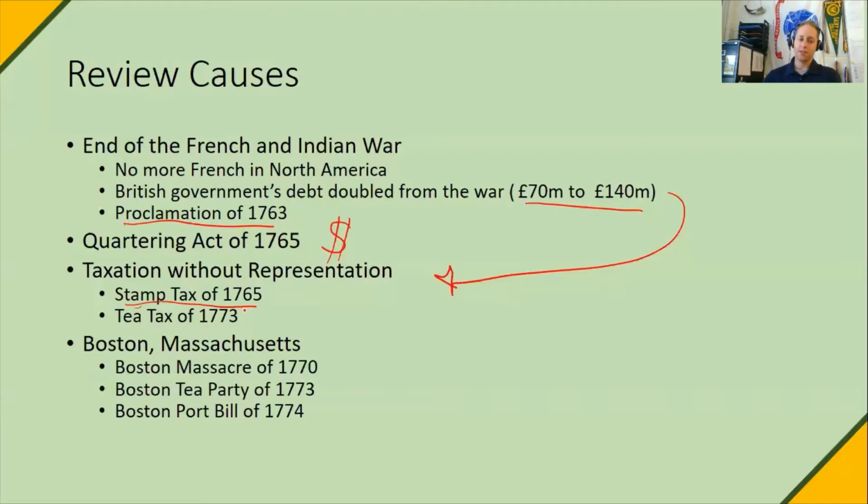The other tax that we should be familiar with is the tea tax. This is the one that's going to get a lot of Americans in trouble. Tea tax: the American colonists, as loyal British subjects, really love their tea, and so they took this one pretty close to home. So be familiar with the tea tax. Again, it's just a tax on pretty much tea.